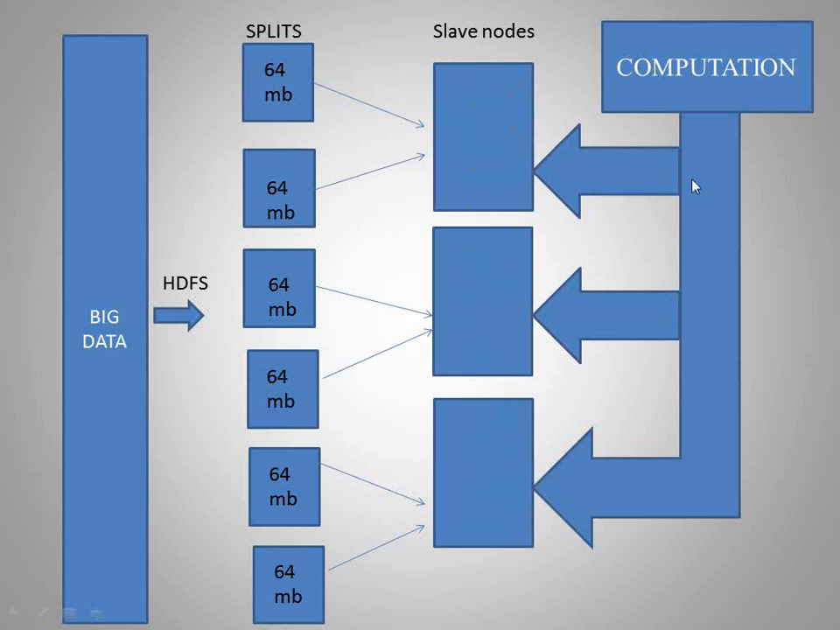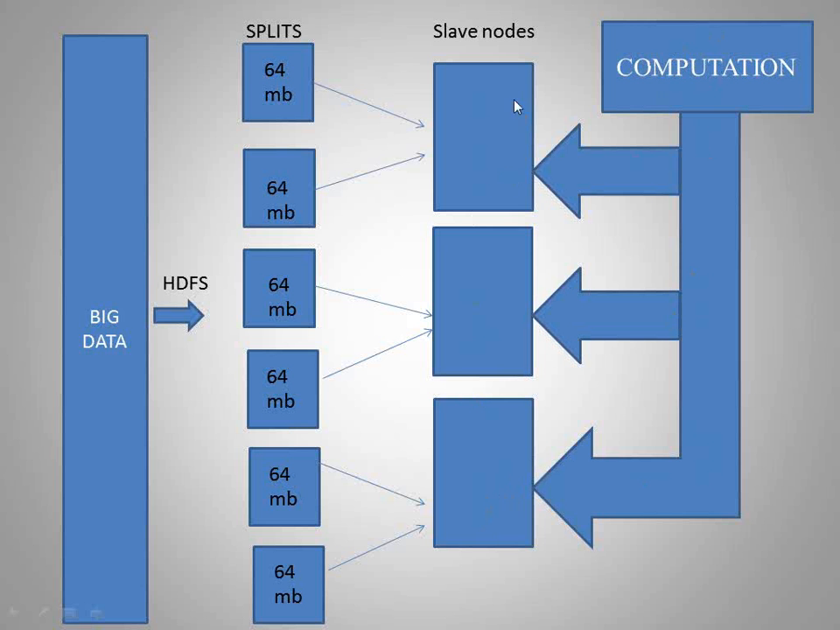When you want to process this data, you will design a simple computation. A computation is nothing but a simple jar file, which you could design using any programming language like Java, Ruby, Python, Perl, or even C++. You'll prepare a jar file, and it's your jar file which will travel towards your data.